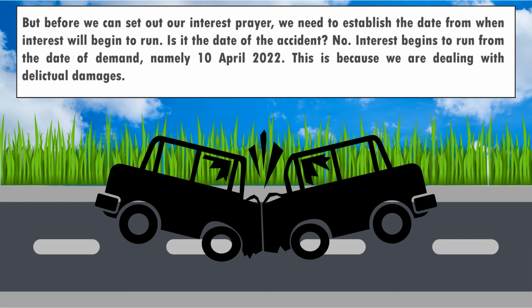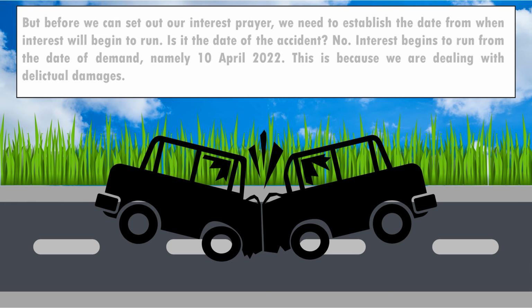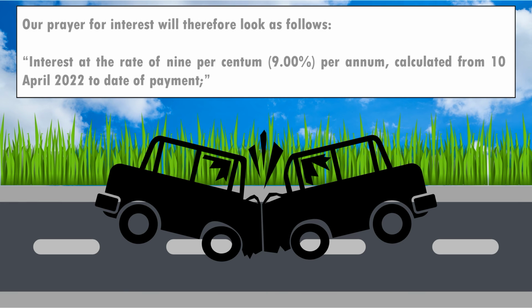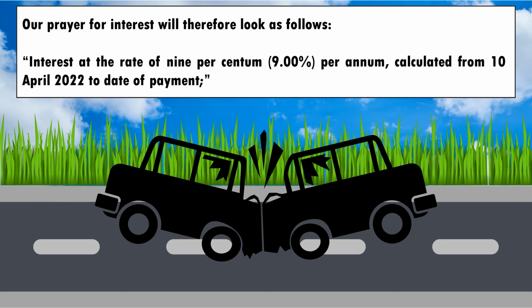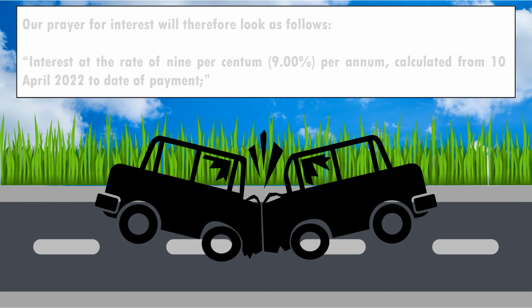But before we can set out our interest prayer, we need to establish the date from when interest will begin to run. Is it the date of the accident? No. Interest begins to run from the date of demand, namely 10 April 2022. This is because we are dealing with delictual damages. Our prayer for interest will therefore look as follows. Interest at the rate of 9% per annum, calculated from 10 April 2022 to date of payment.